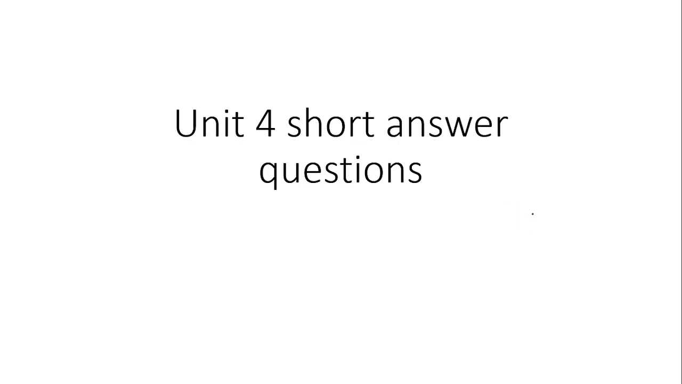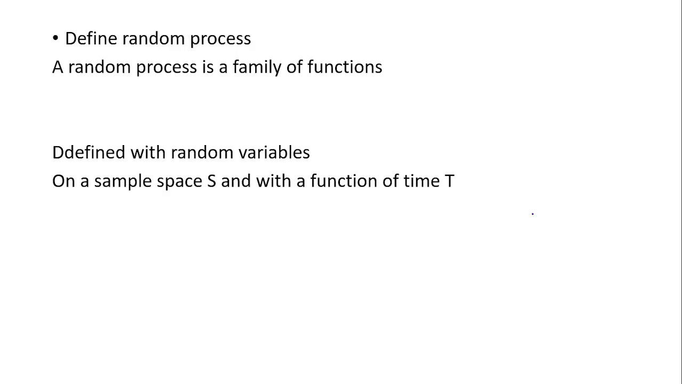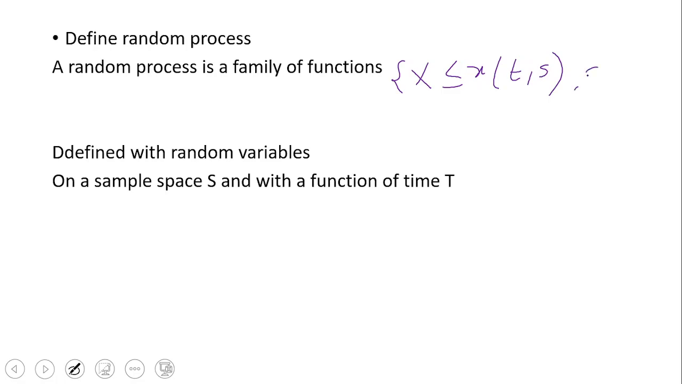And now we'll see about the unit 4 short answer questions. The first question is: define random process. A random process is a family of functions X(t, s), where s belongs to capital S and t belongs to capital T.